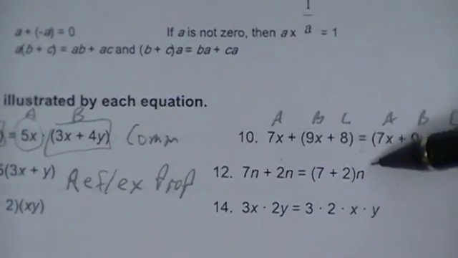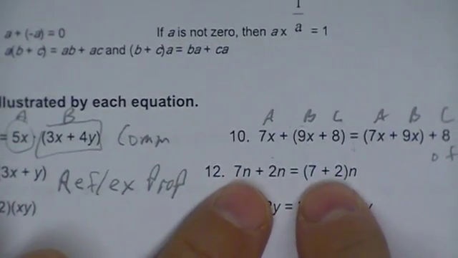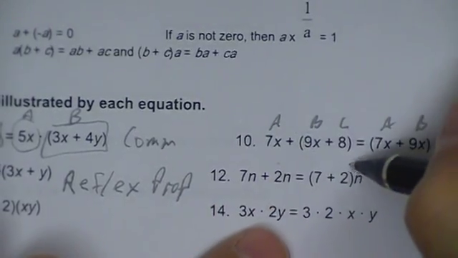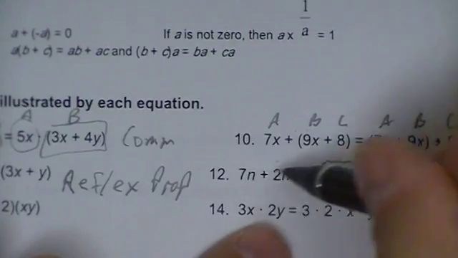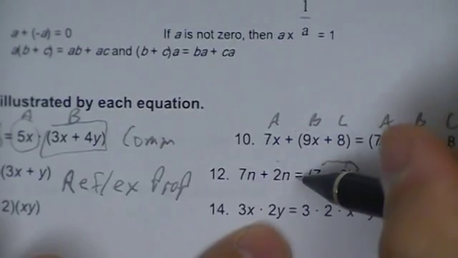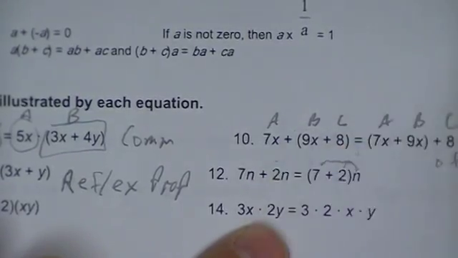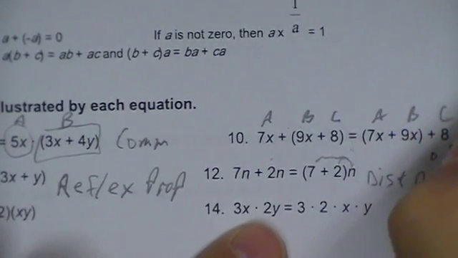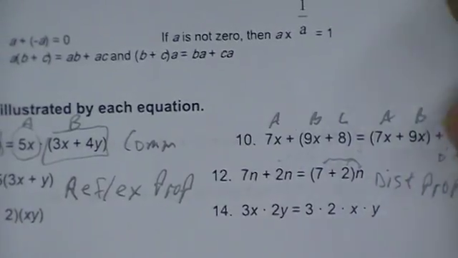Okay, 12. Now this one, look at the difference on this one. This is the distributive property, because 7 times n is 7n. 7 times 2 is 2n. So this is the distributive property. Okay. 13.